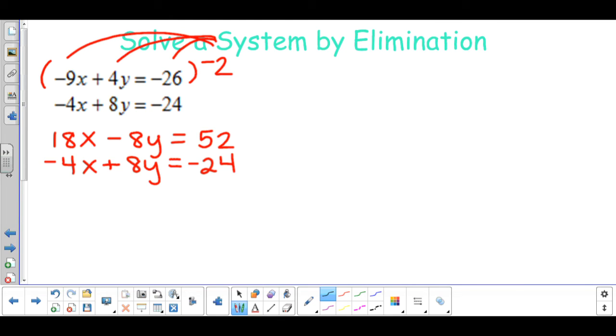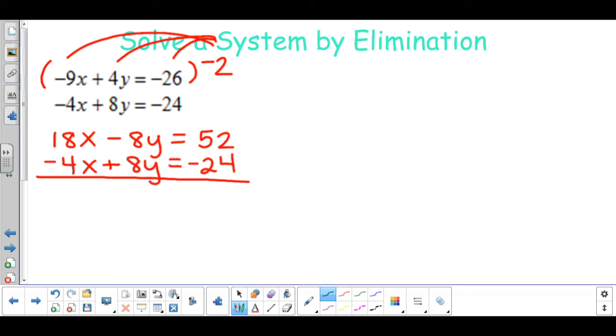Now before I go any further, I want to just make sure that I have the same but opposite coefficient in front of the y's like I intended to have. So the top one is a -8y and my bottom is a +8y. So same number, but now I have opposite signs. That's what that negative sign did with our 2.